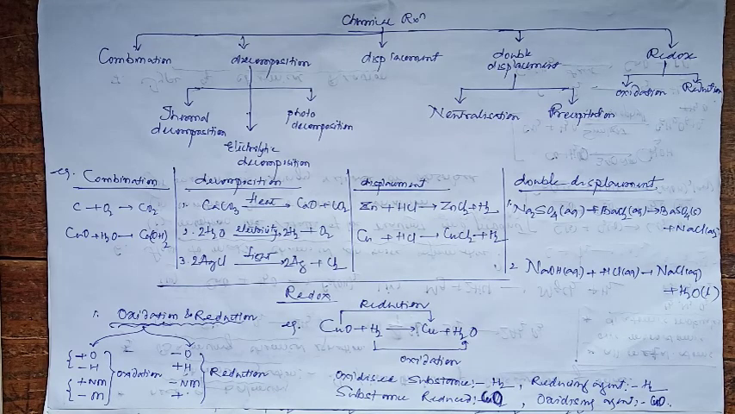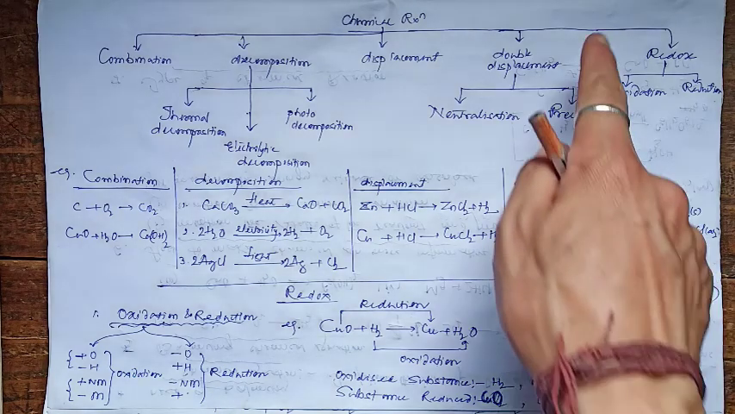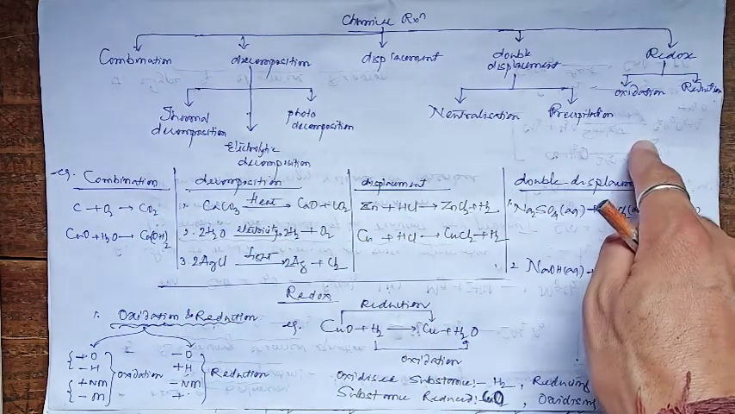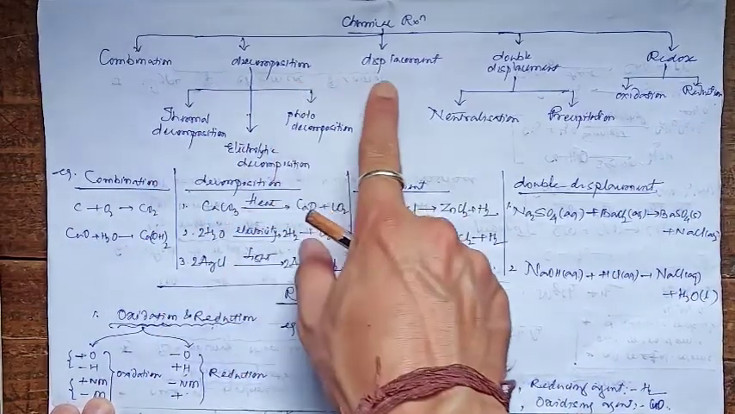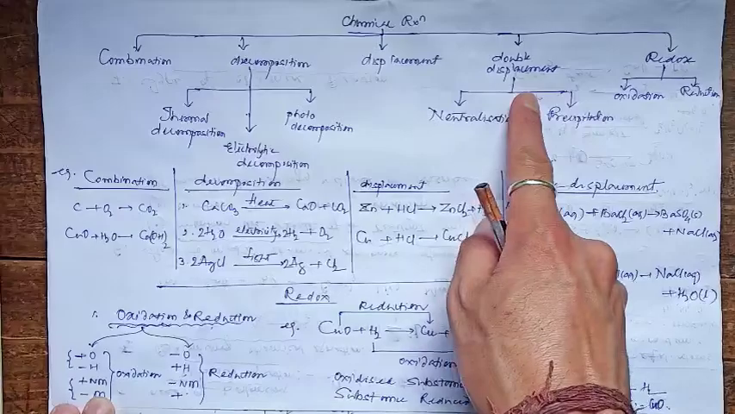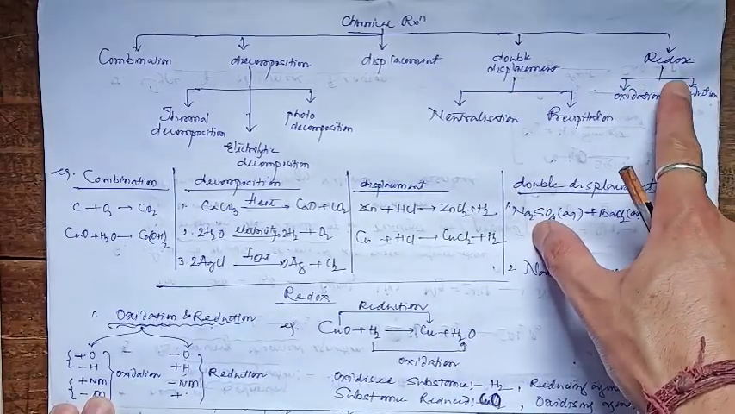Okay, students, let's move on to our next topic, types of chemical reactions. We have 5 different types of chemical reactions. You can see in this flow chart, we've classified the reactions into 5 different categories: combination reaction, decomposition reaction, displacement reaction, double displacement reaction, and redox reactions.